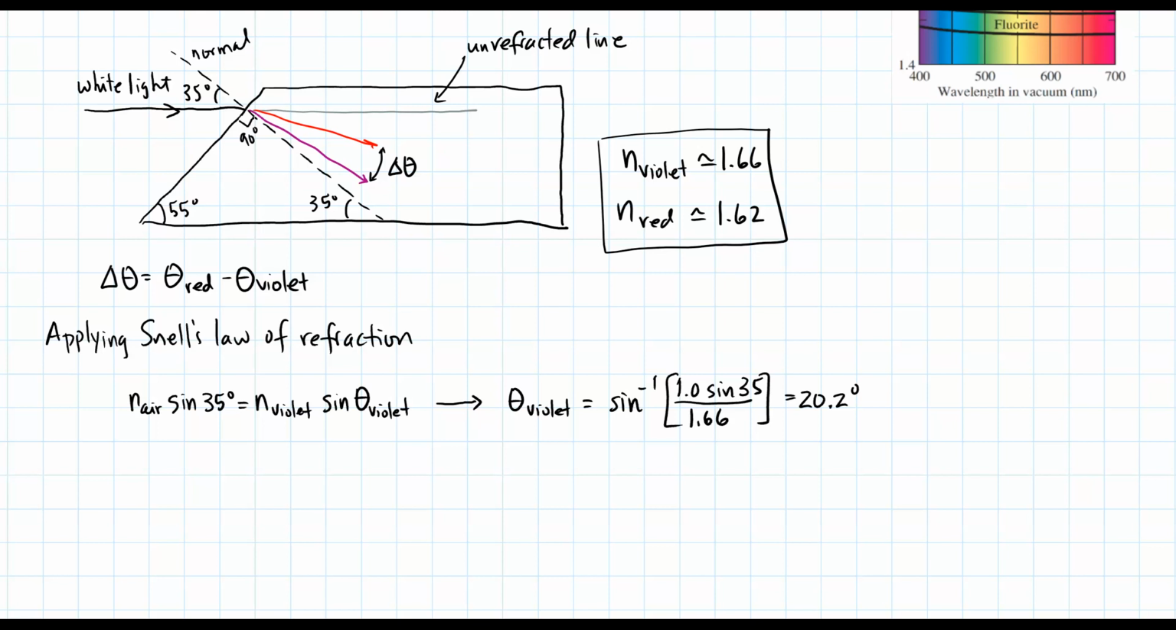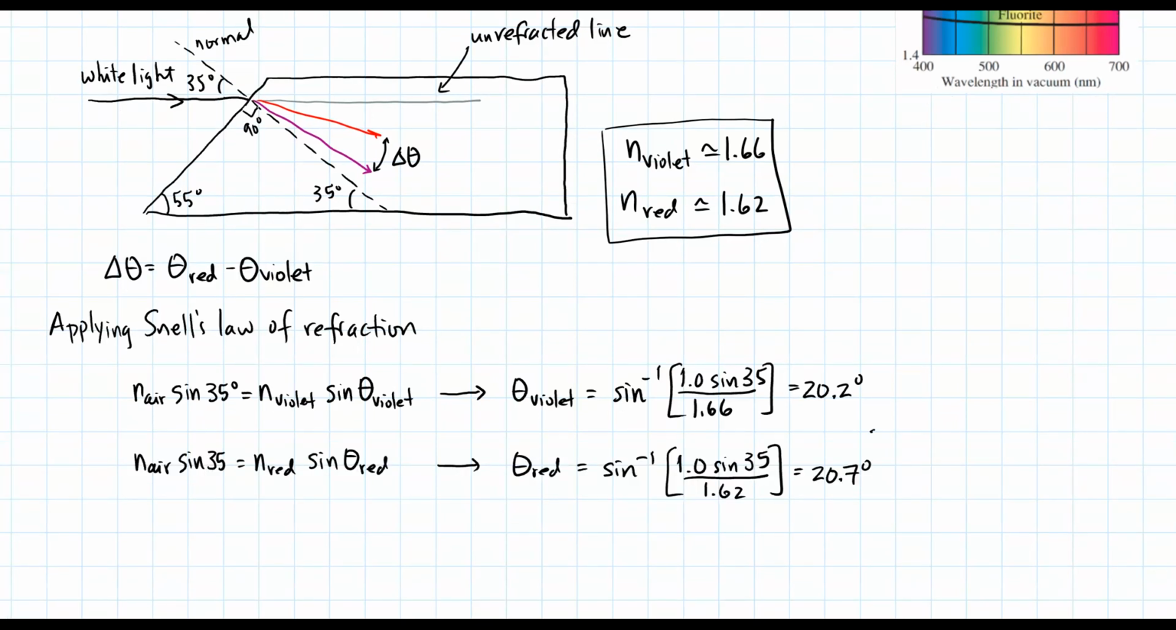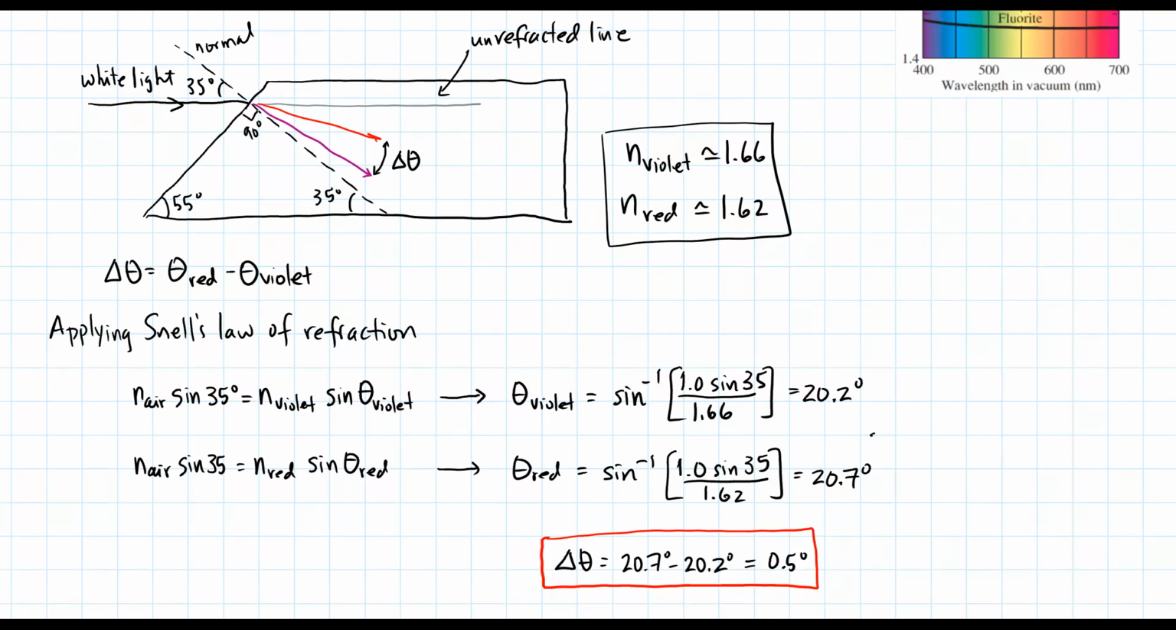Now I'm going to repeat the same thing for the red. The angle of refraction for red is then 20.7 degrees. Finally, we can calculate the spread between the beams, which is 20.7 minus 20.2 degrees, equals 0.5 degrees. That's the spread between the violet and the red inside the glass.